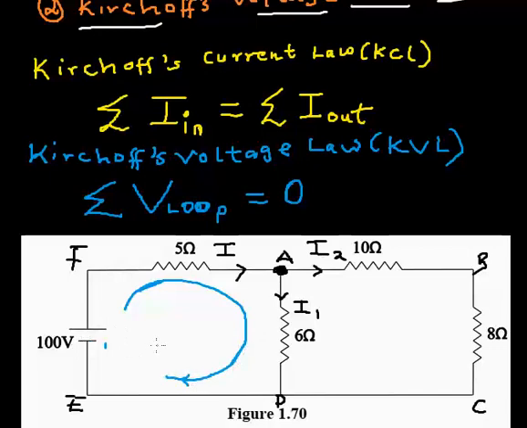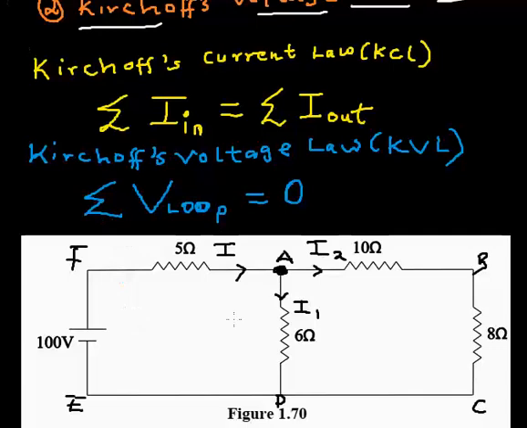Now the question is, why should it be equal to zero? Because as you are summing it, we have to be careful with sign convention. Some voltage drops are positive, while some voltage drops will be negative. So how do we know a positive voltage drop? That's exactly what I want to explain now.